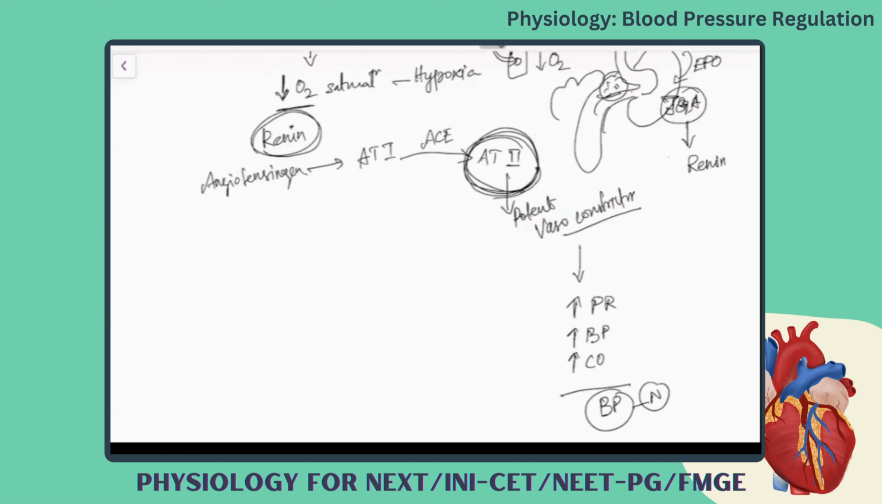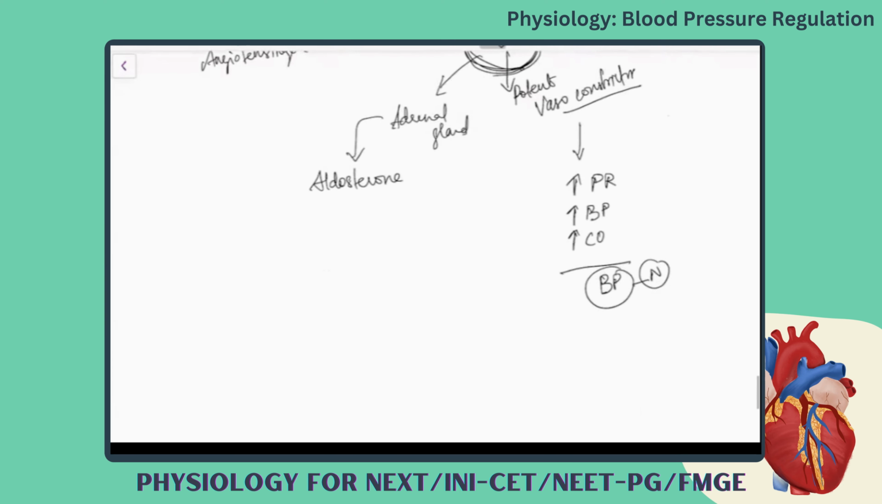On the other hand, this also gives a signal to the adrenal gland to release aldosterone. What is the role of aldosterone?